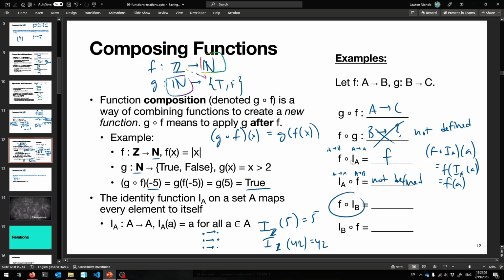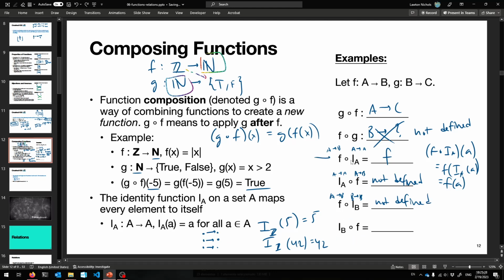What about this one? Identity on B first, then F second, right? Because it's always the thing on the right happening first. So this is taking B's to B's, and this is going from A to B. And if you compose them, it's going to call the identity first on some B value. So B is the domain of the composition. Gives you back a B, and then you try to use F on that B, but F takes an A. So again, it's not defined.